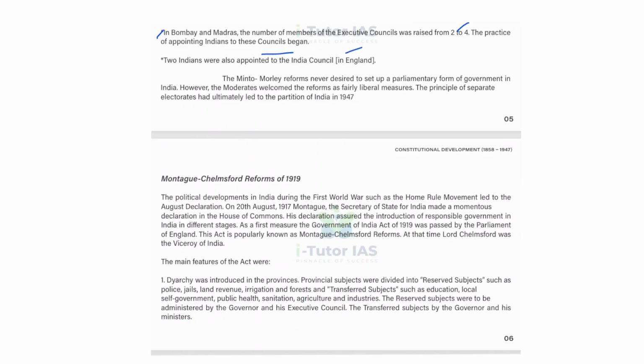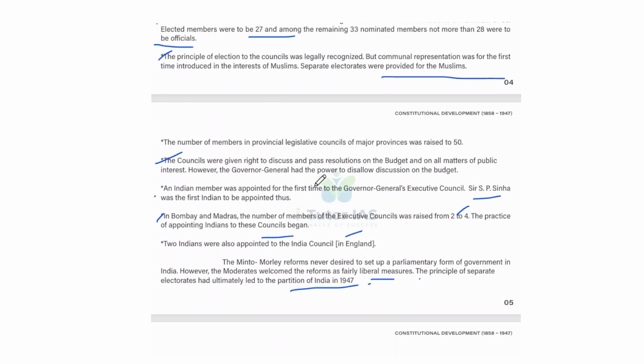The Minto-Morley Reform never intended to set up a parliamentary form of government in India. However, the moderates welcomed the reforms as a fairly liberal measure. And the principle of separate electorates ultimately led to the partition of India in 1947. Okay, that is Minto-Morley.